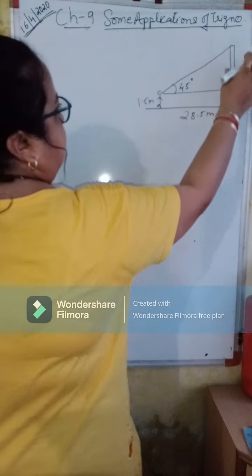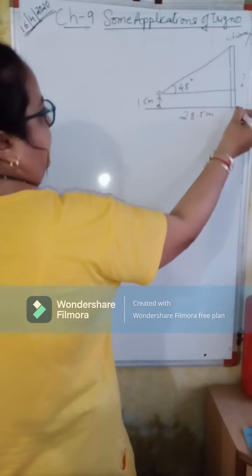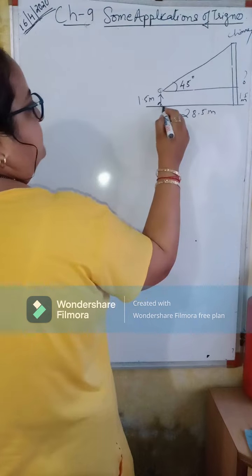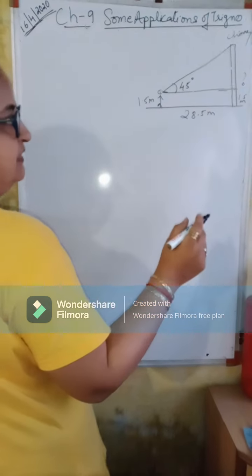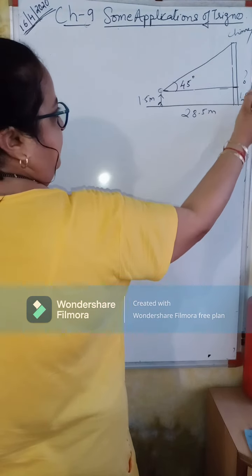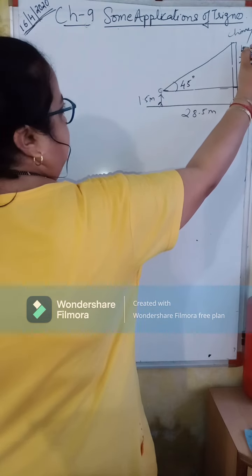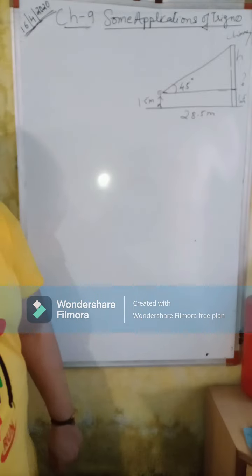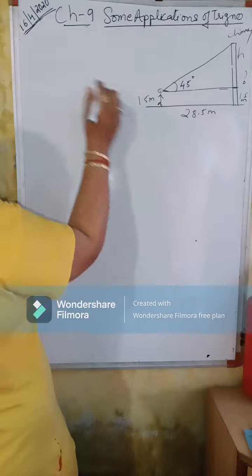See, this is the chimney, but the lower part of the chimney has height 1.5 meters, because this is a horizontal line and here also a horizontal line, they are parallel. So till the observer I have a height, and this height I will calculate as x, or you can take h. Anything you can take, x or h. We have to find the height of the chimney. What shall I do? Simple.